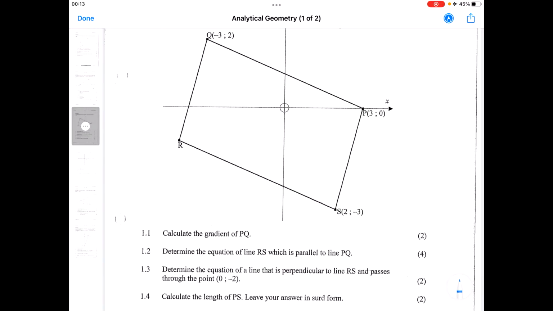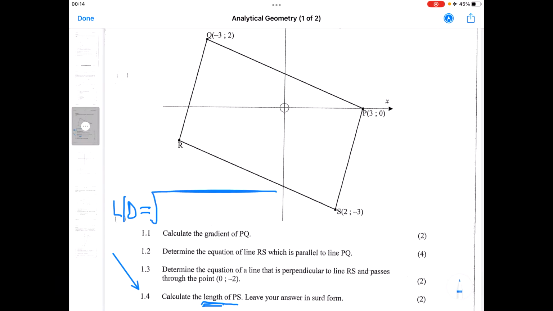So let's see. The last question being 1.4. Calculate the length of PS. Leave your answer in surd form. The length of PS. Examiners won't always say the distance, but in most cases they say the length. You just need to remember that when it comes to the length, you can use the distance formula. Mathematically, length and distance refer to one and the same thing.